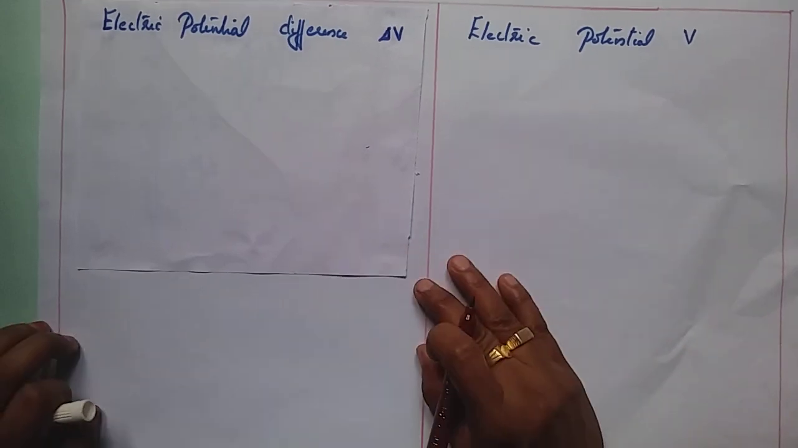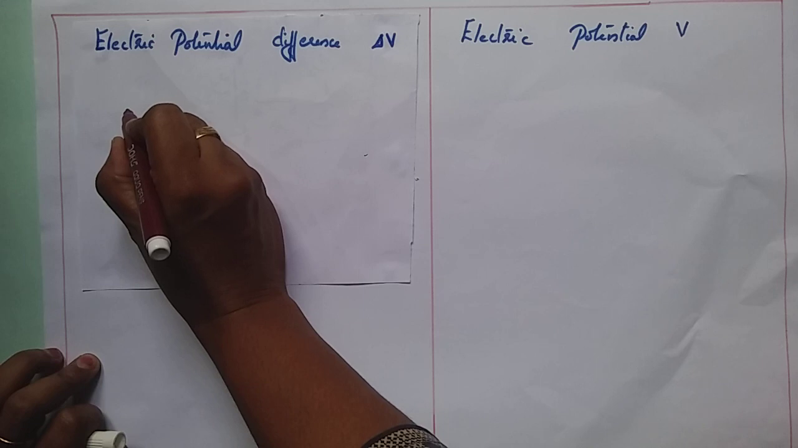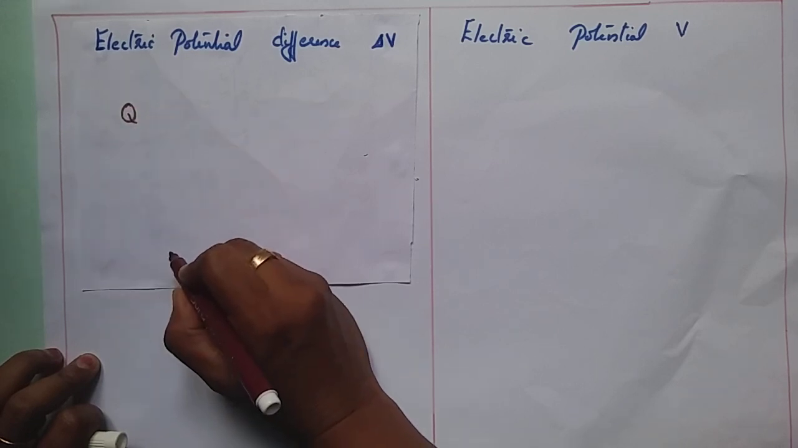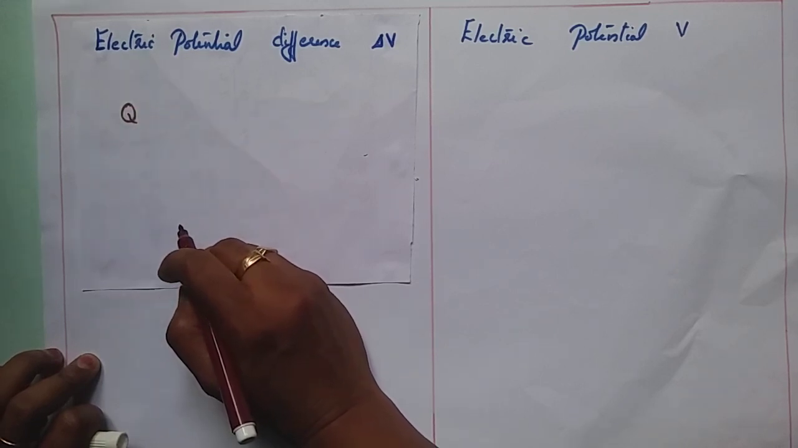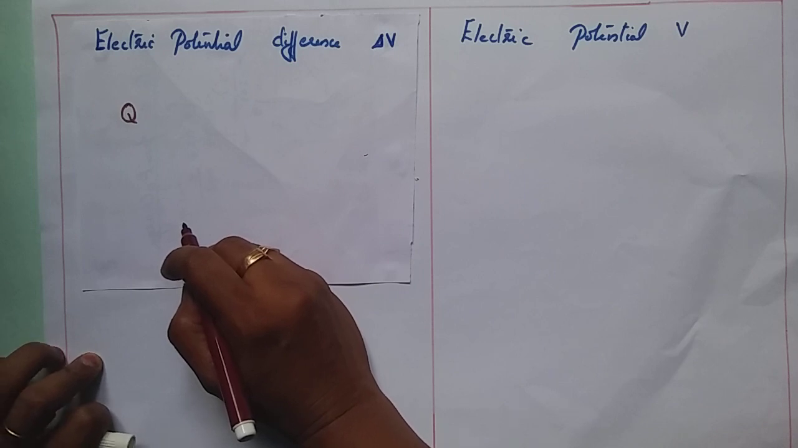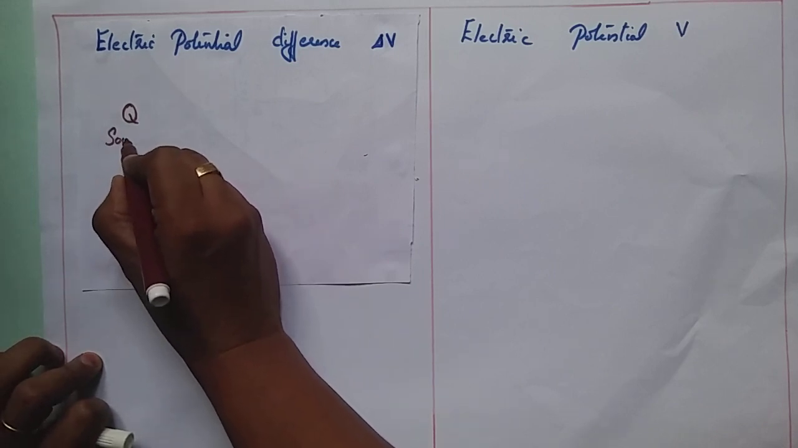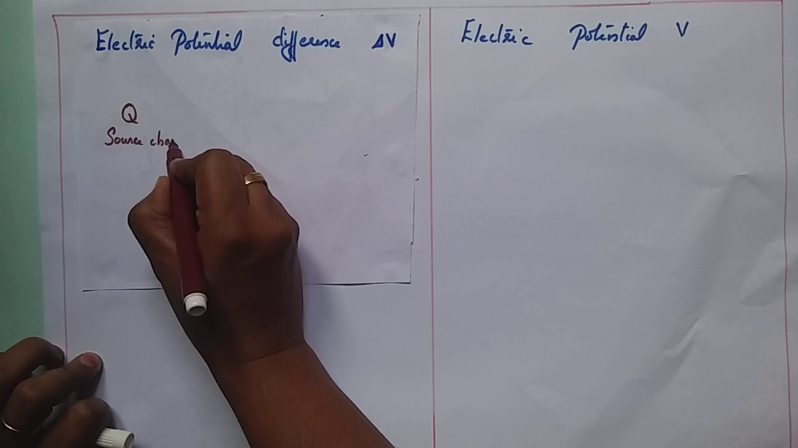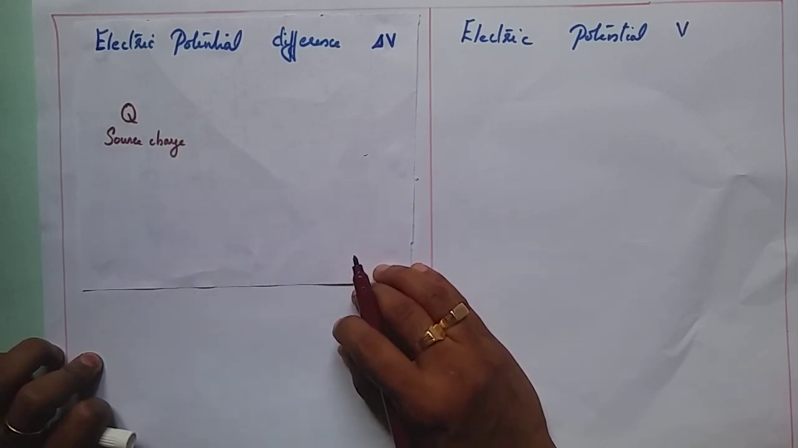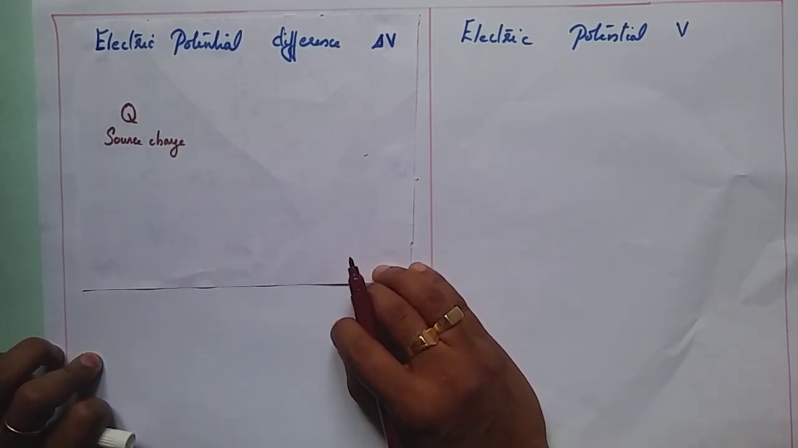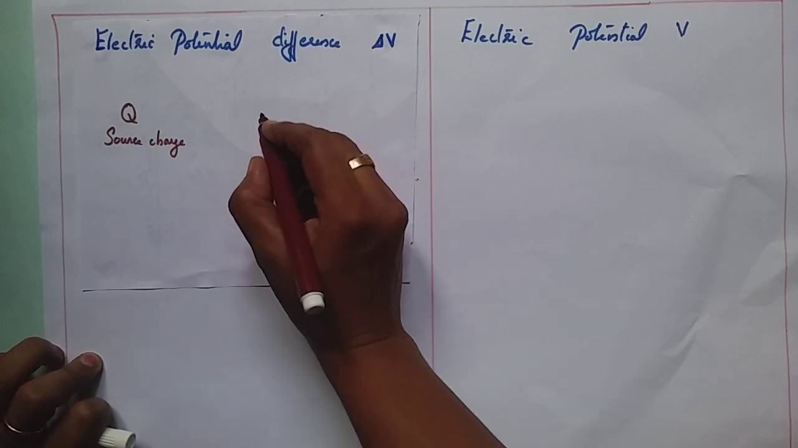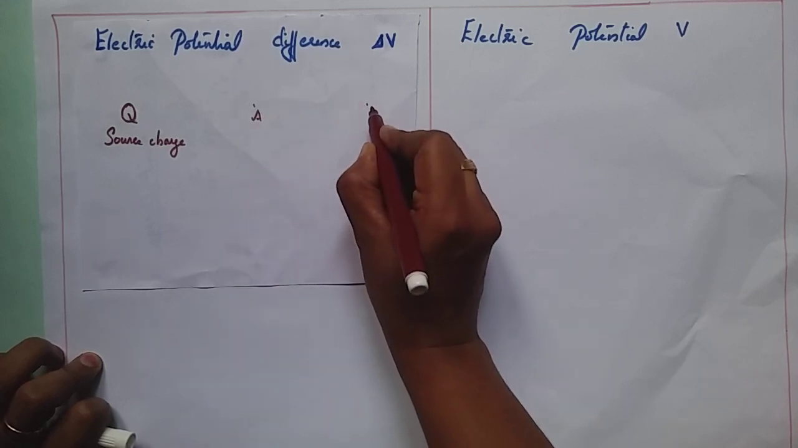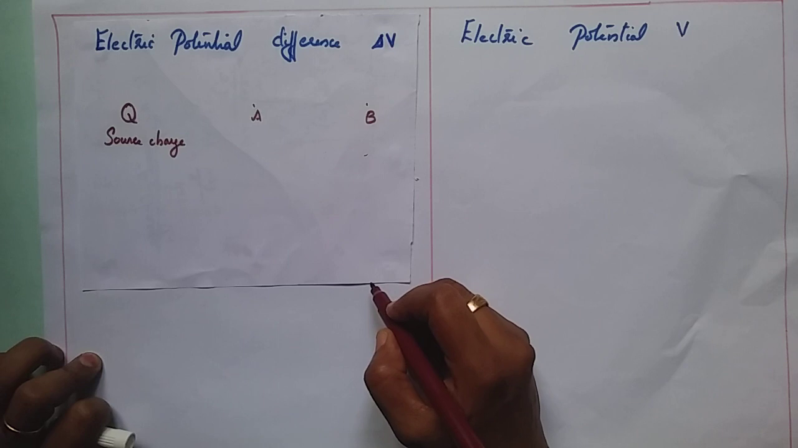So here again we can consider a charge Q. Around any charge there is electric field, and the charge is called a source charge because we have to consider the electric field around this charge. Therefore, it is called a source charge. And consider 2 points A and B in the electric field of the source charge.